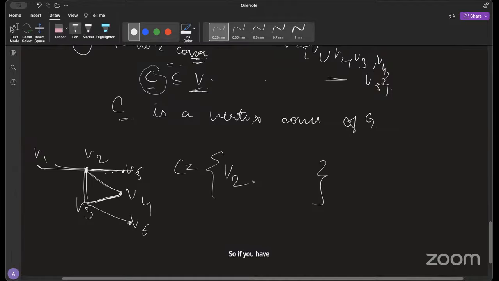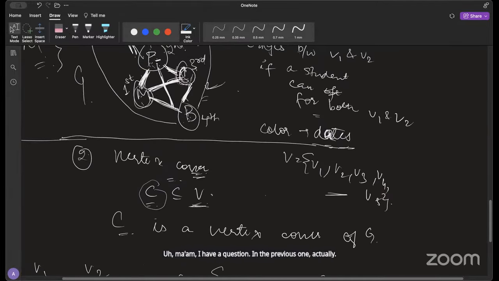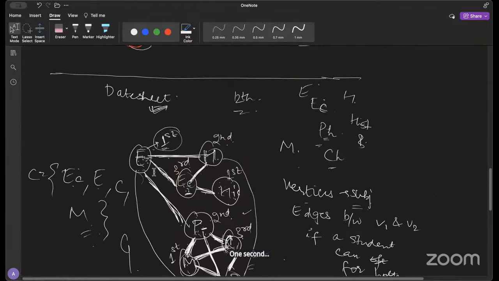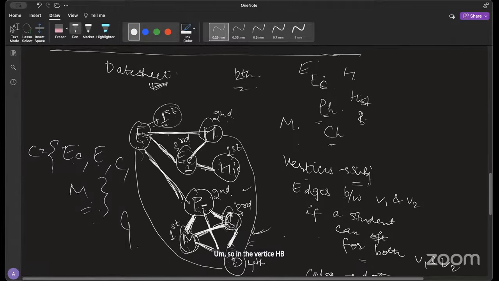Ma'am, I have a point in the previous one actually. In the vertex cover, for the edge HB, do we have to take one node, either H or B, or is it already covered?